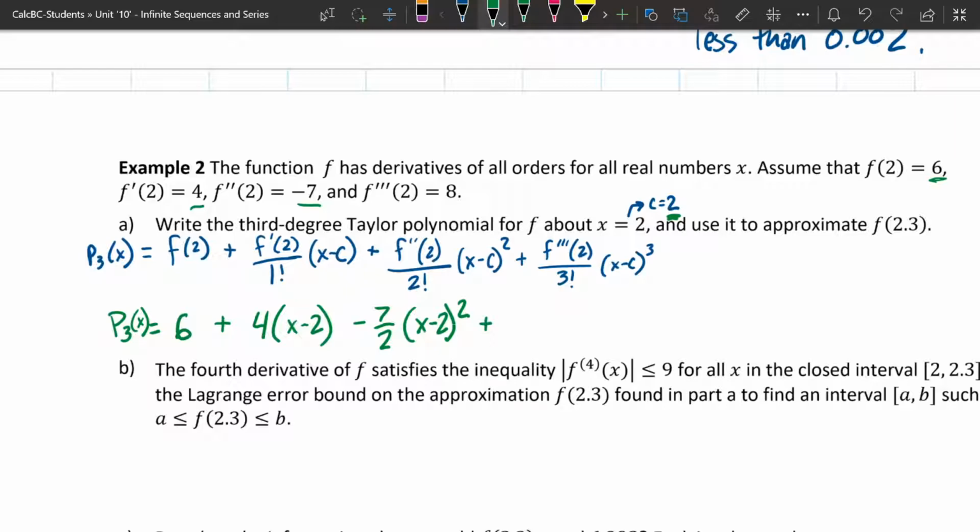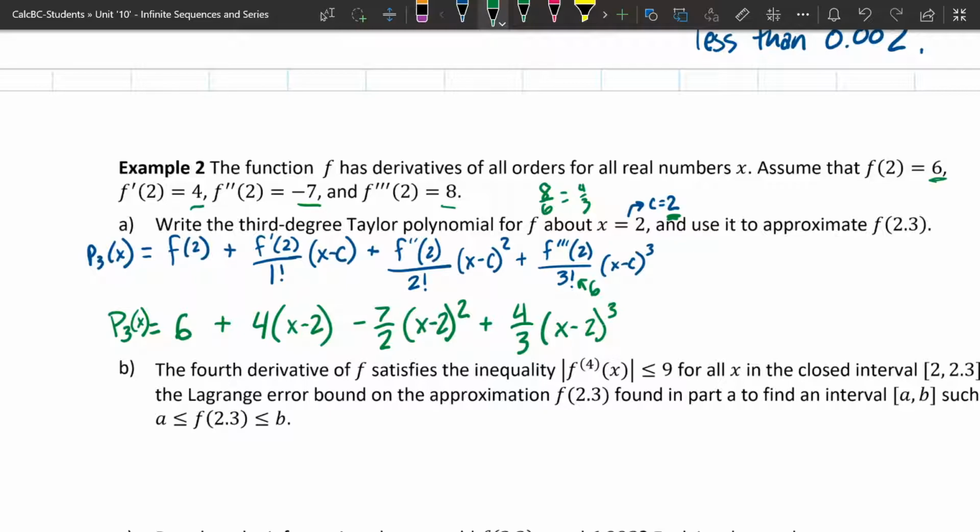Plus our third derivative of f at 2, which is 8. 8 over 3 factorial. 3 factorial is 3 times 2, which is 6. So 8 over 6 is just going to be 4 thirds, times x minus 2 cubed. All right, so there is our third degree Taylor polynomial. That's done.